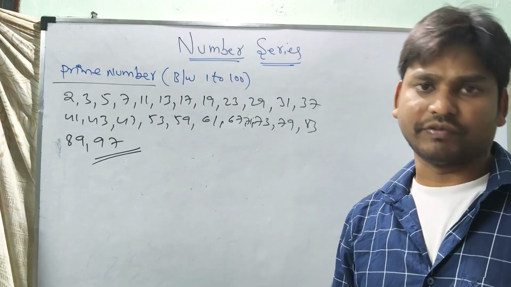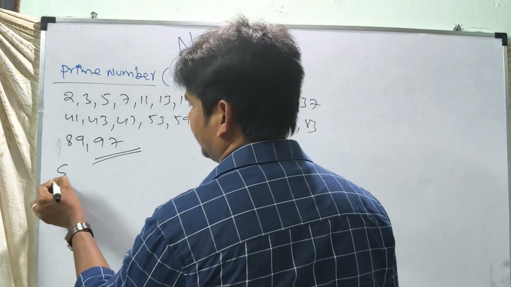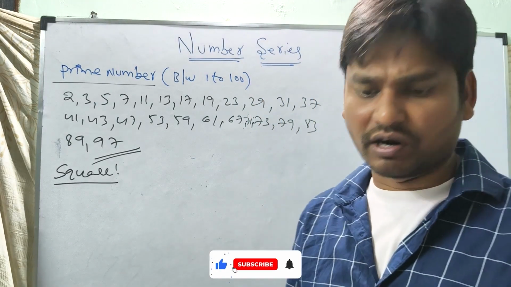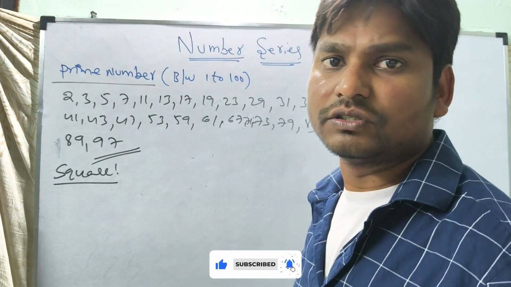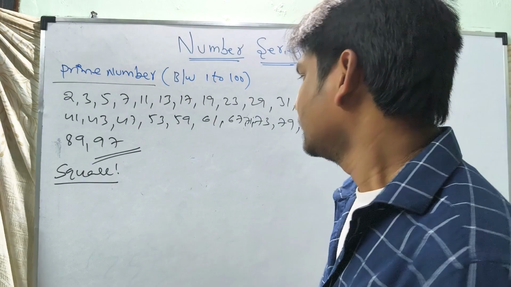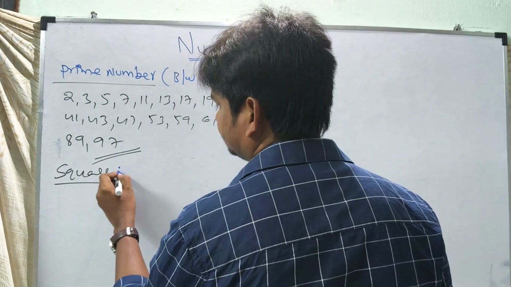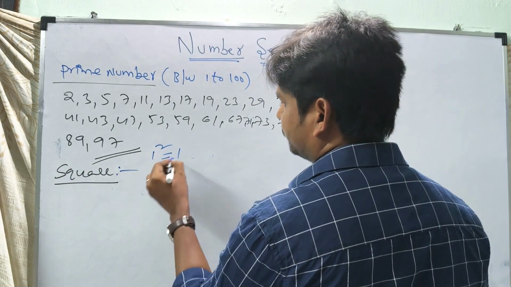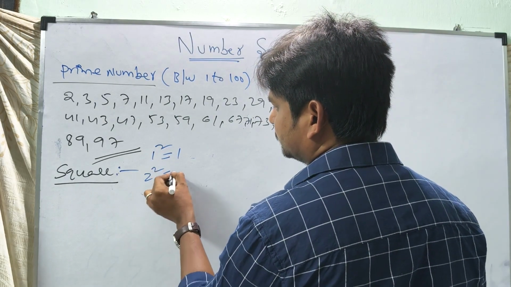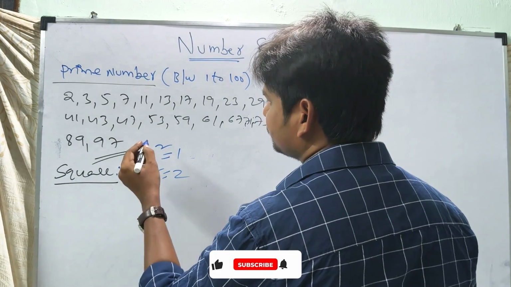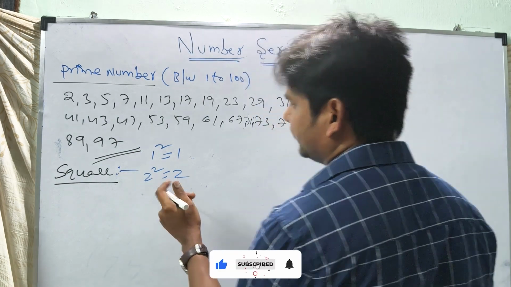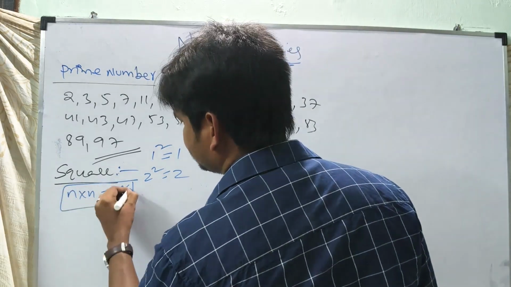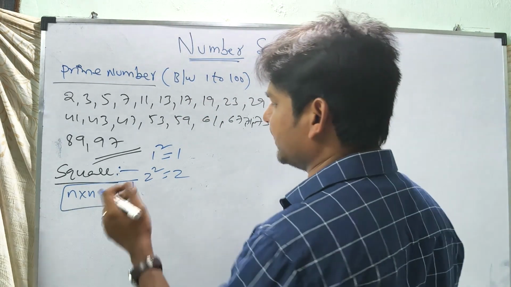Now let's go for squares. You already know about squares. A square is a number multiplied by itself. Here I am writing squares up to 40. First, 1 square is 1, 2 square is 4. The representation of a square is n into n, that is equal to n square. You can write it this way, or the same number multiplied twice.